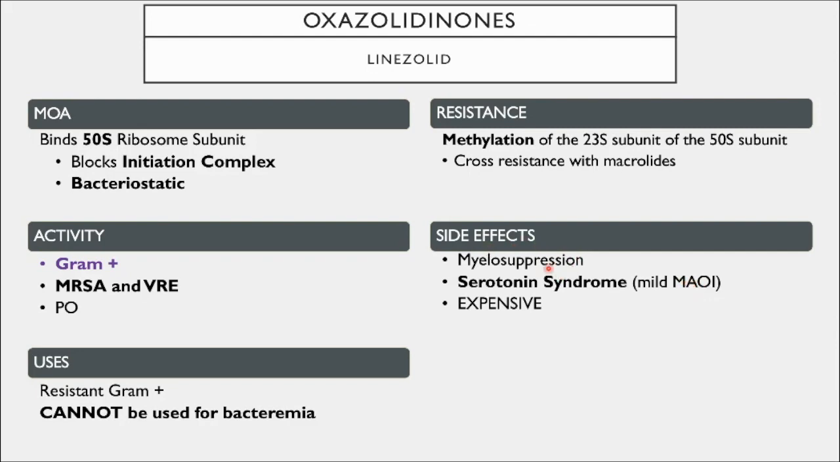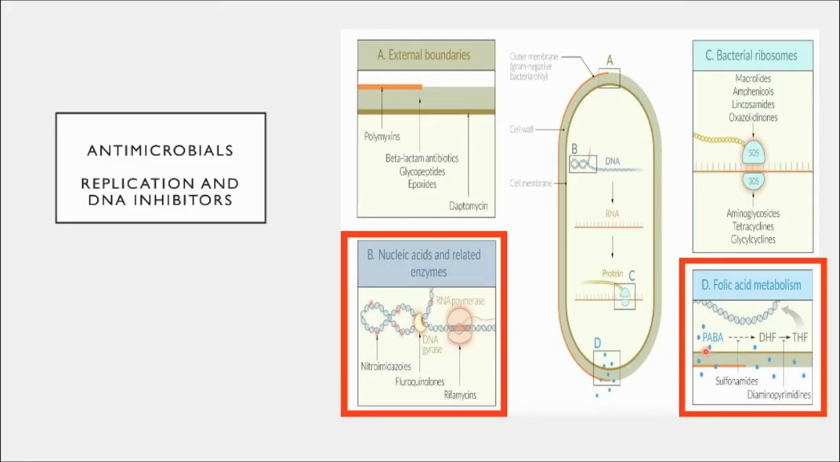Also can do some mild myelosuppression, but the big thing is it's expensive, which is unfortunate because you get a lot of these folks that have been in the hospital, so their bills are already going to be really high, and now you're sending them home with a drug that's like $50 a pill. But it treats MRSA.